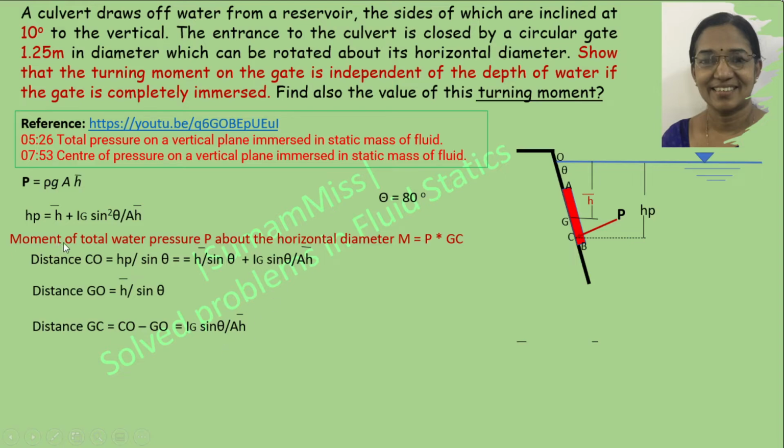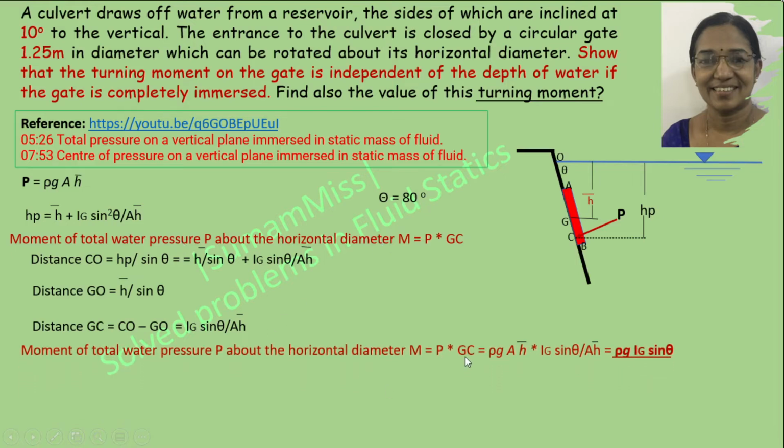The next step is to calculate the moment of total pressure P about the horizontal diameter, which is equal to P into GC. P is the resultant hydrostatic pressure, or total pressure, equal to rho g into h bar multiplied with GC. So h bar will get cancelled. The final expression is rho g into Ig sin theta, which is independent of the depth of water. This expression can be utilized to find the turning moment in this condition.